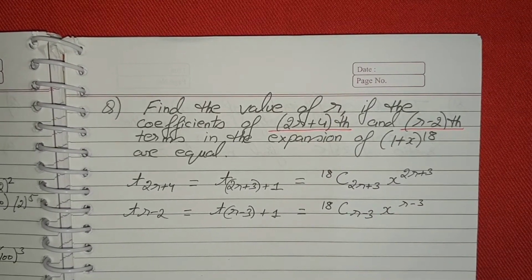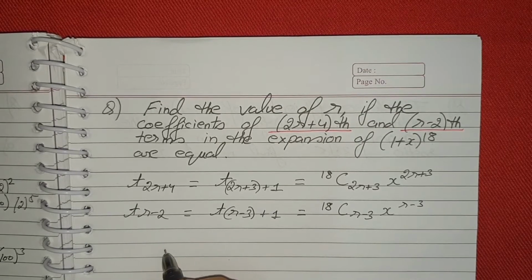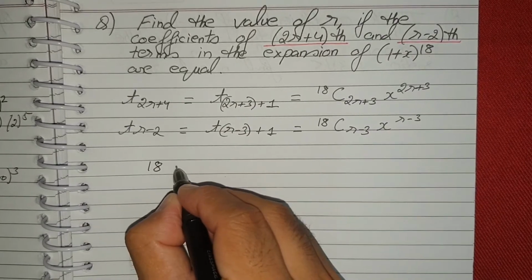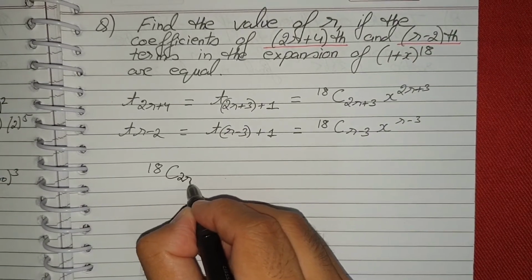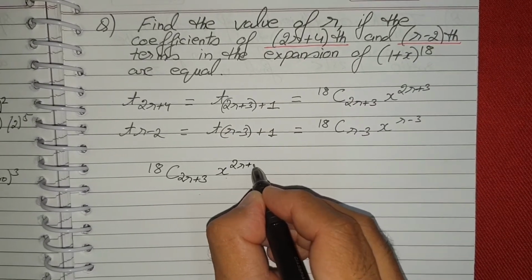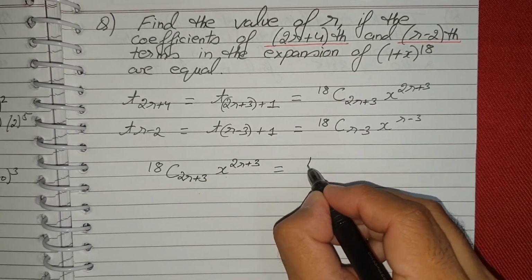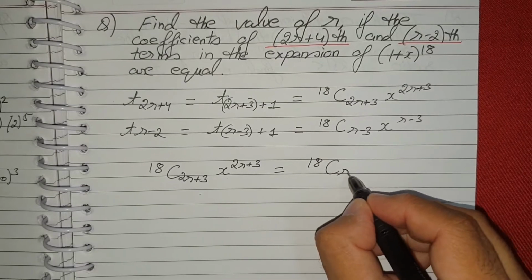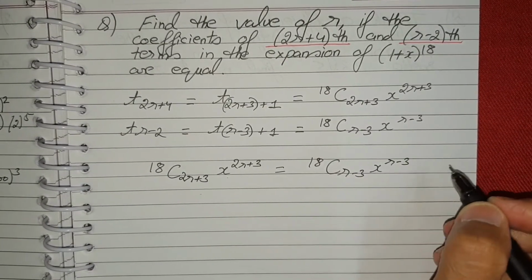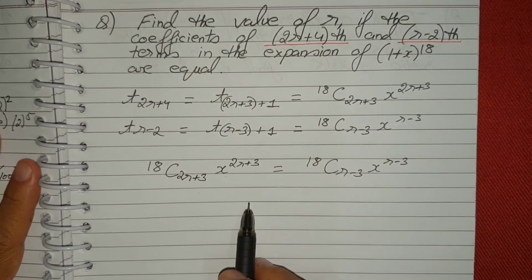Now, they are saying the coefficients of these terms are equal. That is, we can directly write 18C(2r+3) x^(2r+3) equals 18C(r-3) x^(r-3). So, they are saying the coefficients are equal.